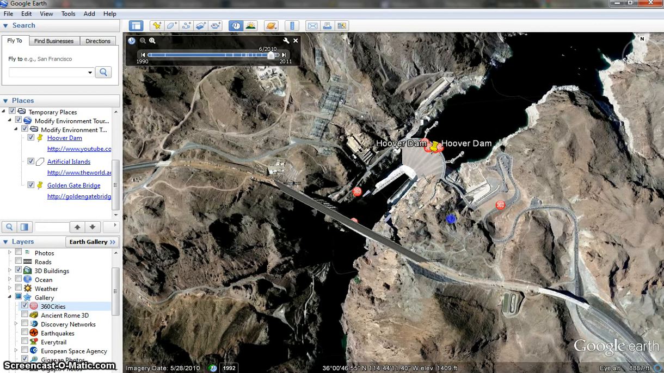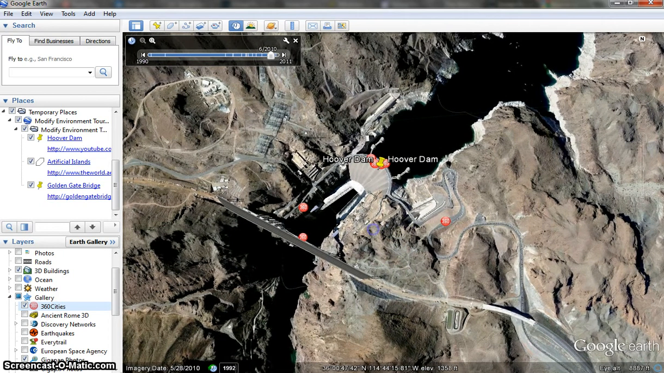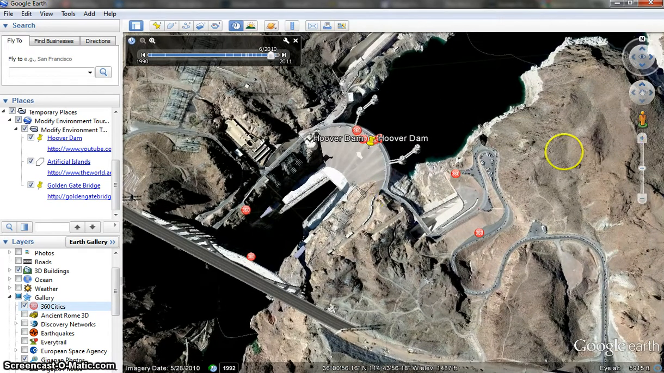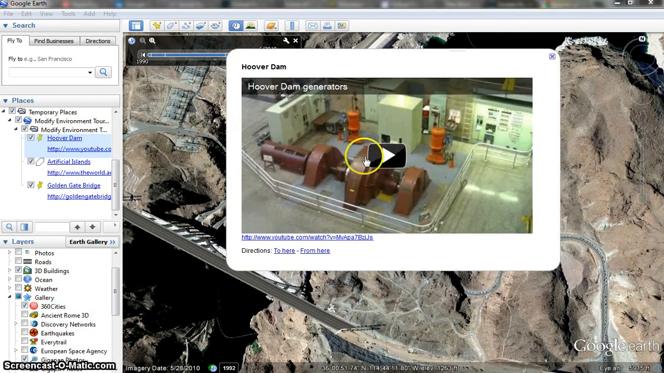But let's talk a little bit more about the dam itself. Does anyone know why the Hoover Dam was created? Well, we can take a peek at this YouTube video that shows us a big part of the reason for the Hoover Dam.